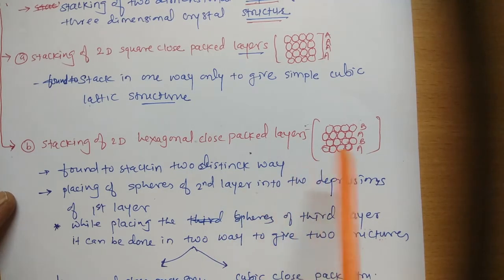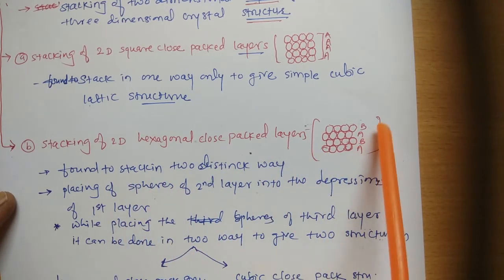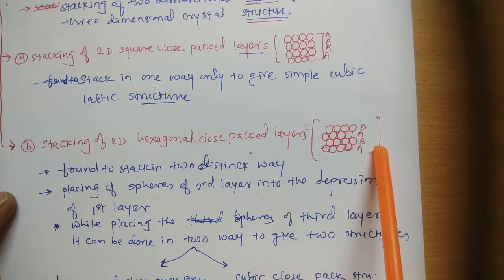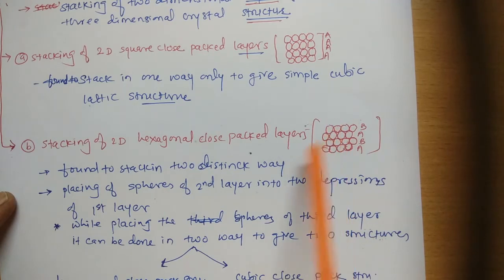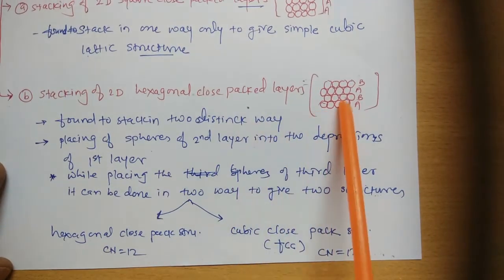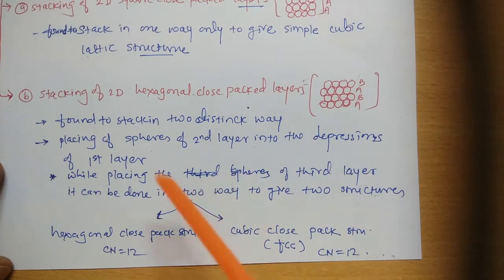Here we are going to stack the two-dimensional hexagonal packed layer in two ways. The first is to form the hexagonal close pack structure, and the second is the cubic close pack structure. But how can this be done? By placing the layers one above the other.